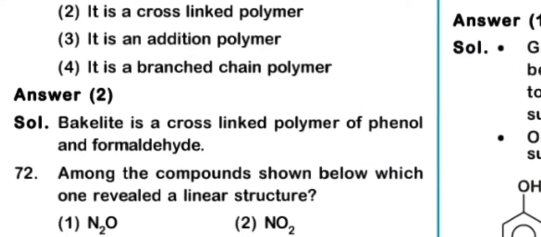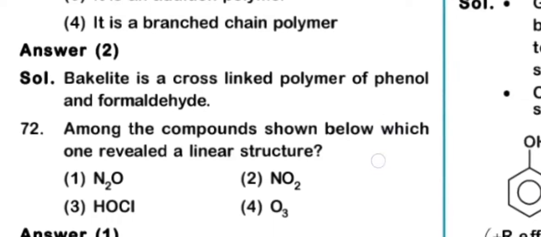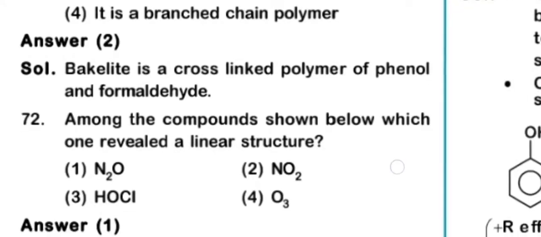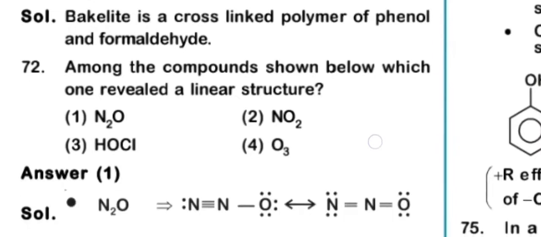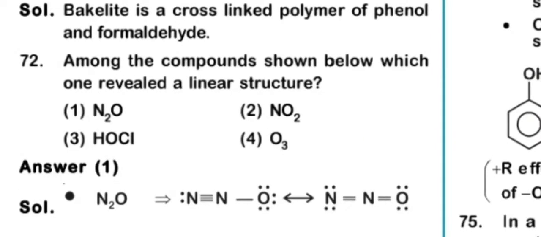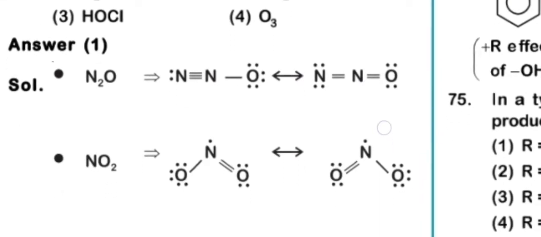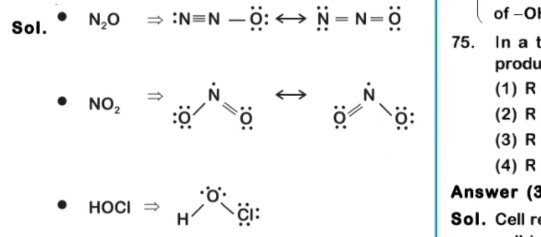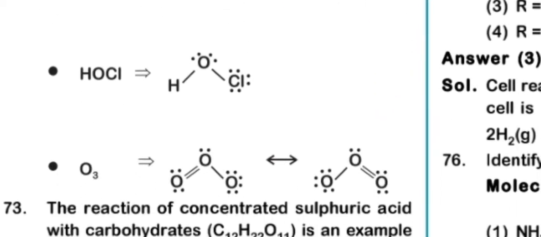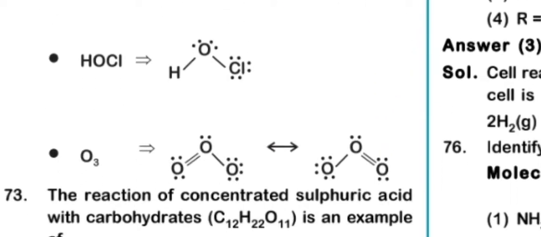Next, among the following compounds shown below, which reveals a linear structure: N2O, NO2, HOCl and ozone. So N2O has a linear structure here because in N2O nitrogen is in plus 1 oxidation state, and it will also show resonance. NO2 has a bent structure, HOCl also has a bent structure, and ozone also has a bent structure.